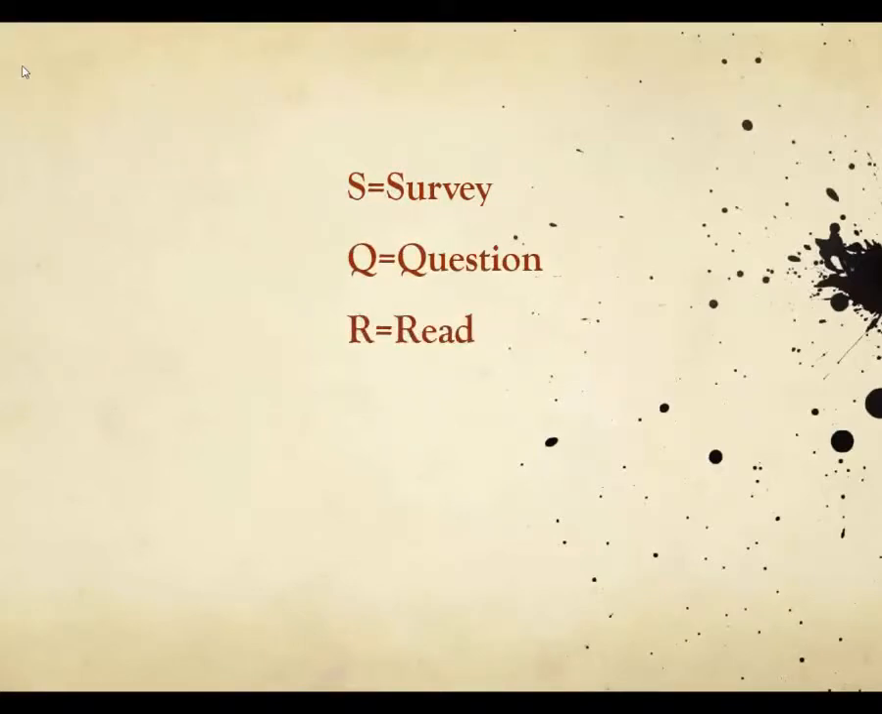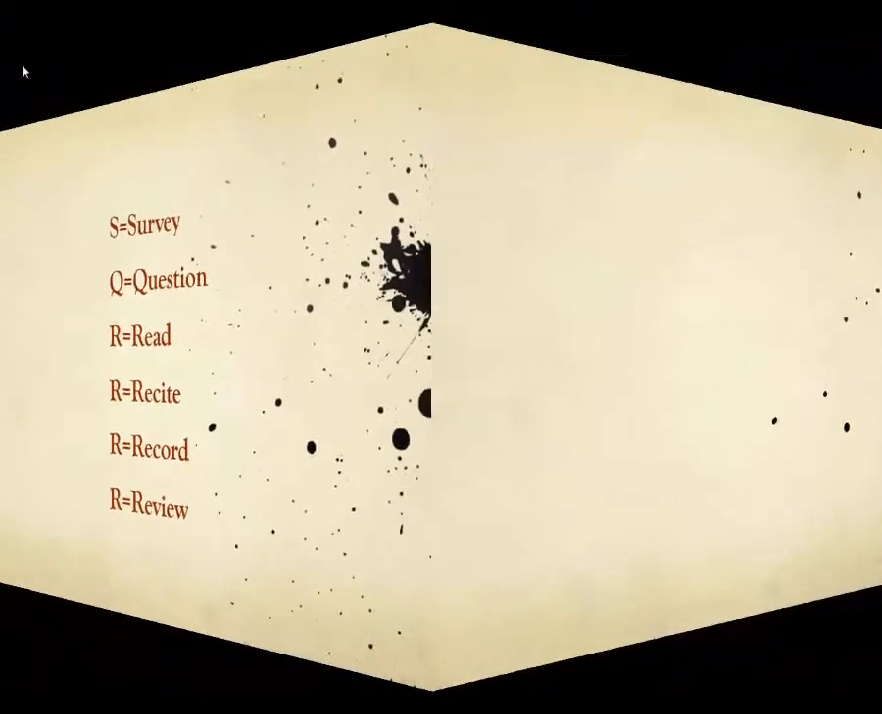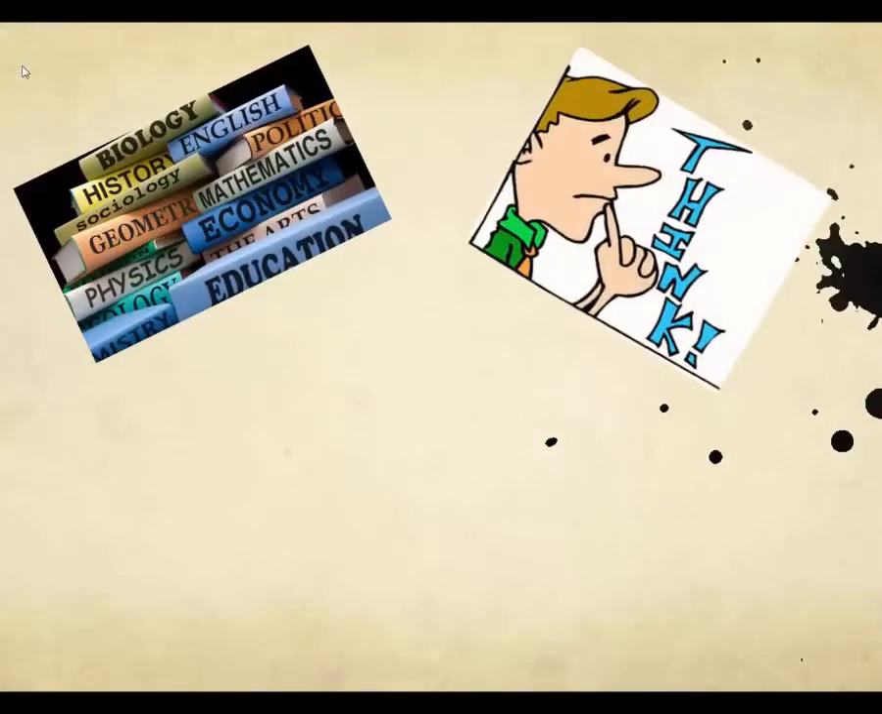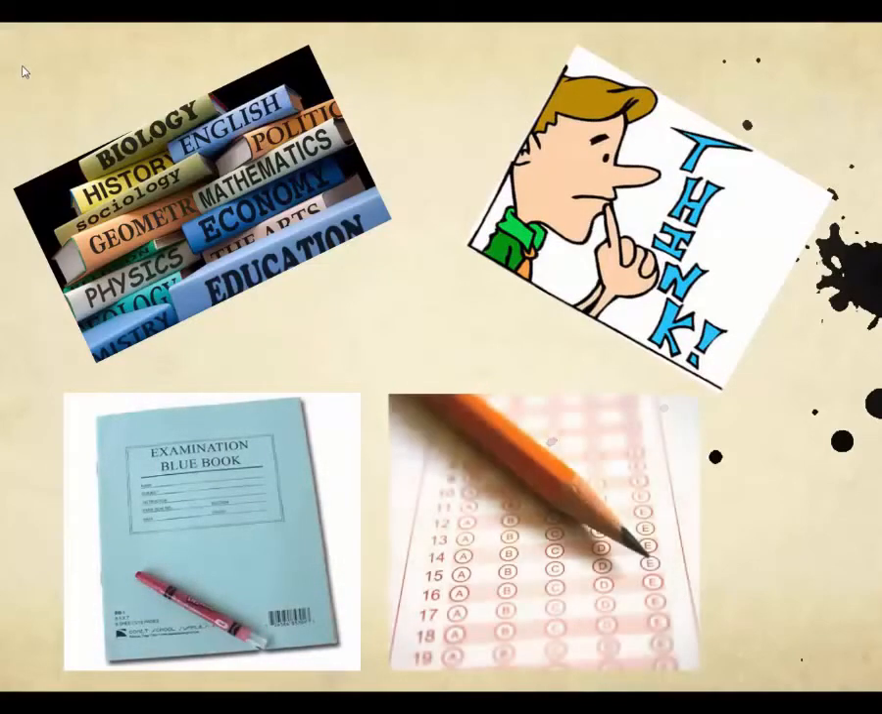SQ4R is an acronym that stands for Survey, Question, Read, Recite, Record, and Review. It is an active study strategy that will help you stay focused. It also helps you to comprehend difficult textbook material, recall material more efficiently, and become better prepared for tests.